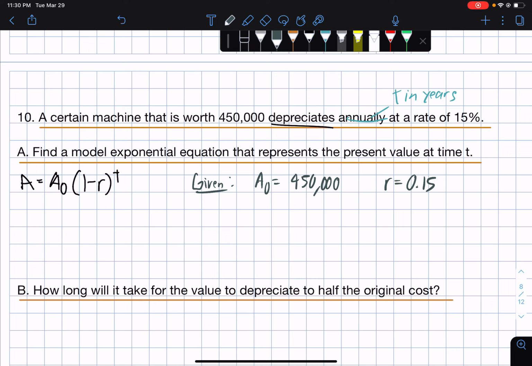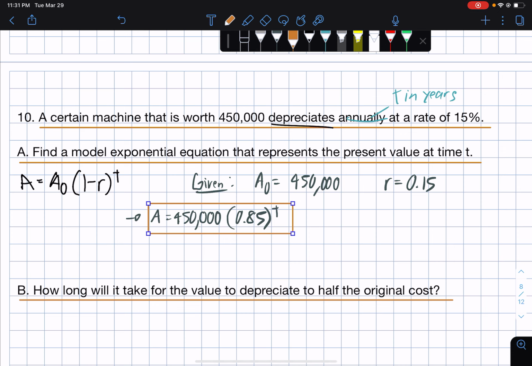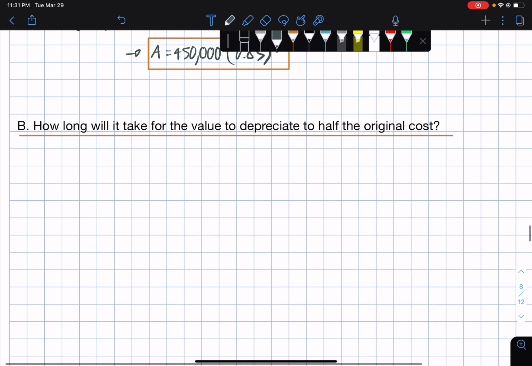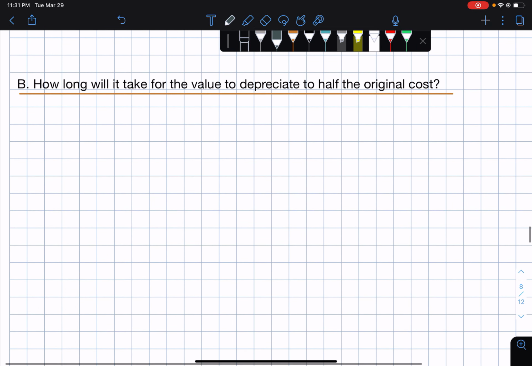So let's present a model exponential equation. A is equal to 450,000, because the A0 will always be 450,000, the initial amount, then times the quantity 1 minus r, or 1 minus 0.15, which is 0.85, then raised to t. This is our model exponential equation. Let's move to letter B. How long will it take for the value to depreciate to half the original cost?